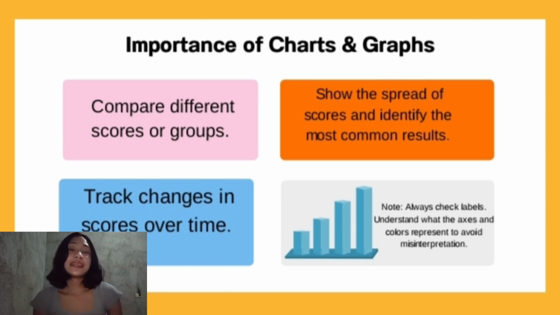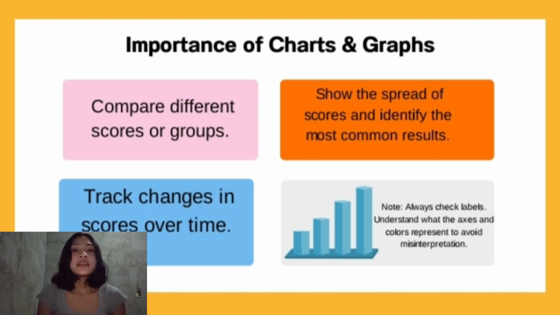Lastly, number three, track changes in scores over time. If you give the same test every month, you want to see if students are improving. For instance, tracking one student's progress from September to December. A line graph is the best choice. By connecting the monthly scores with a line, you can easily see the direction of the change. Is the line going up, showing improvement, or is it going down, or just staying flat?